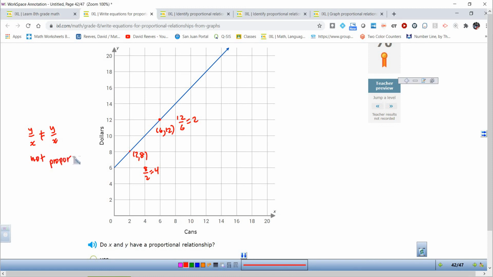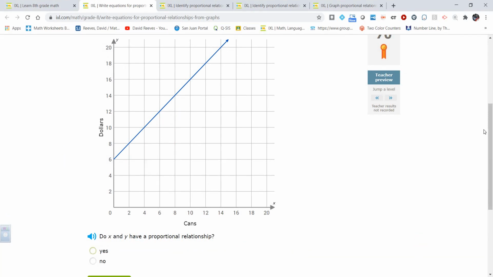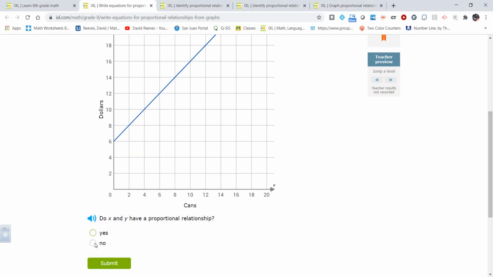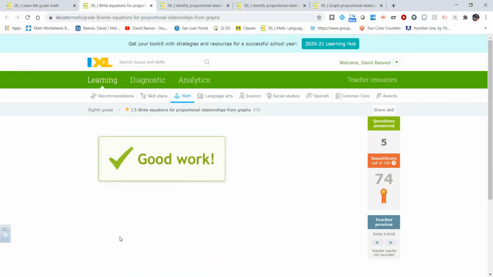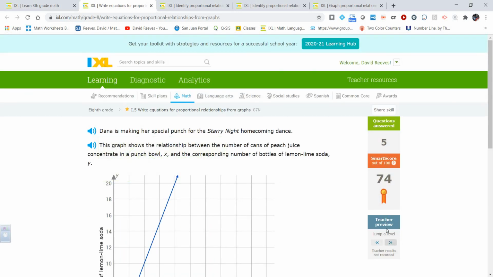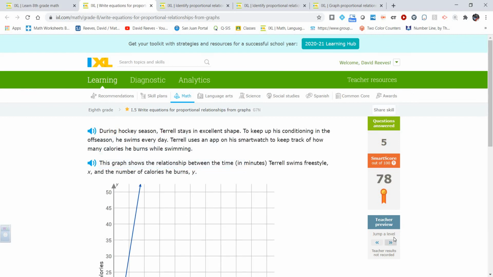All right, so again, you could tell just by looking at the graph since it doesn't go through 0, 0, but I want to explain why it's not proportional. Okay, so if a relationship is proportional on a graph, it must be a straight line and it must go through 0, 0. All right, what do they have for us in the challenge zone?